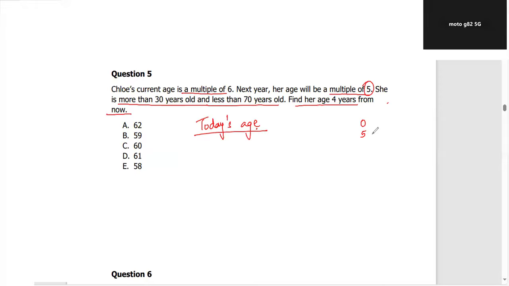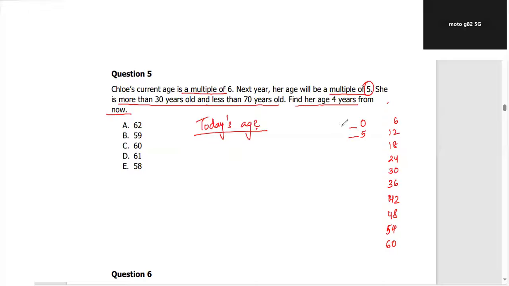Now we look at the multiples of 6, which is say 6, 12. Now we need to find numbers which are close to this. Okay, 18, 24, 30, 36, 42, 48. Then you have 54 and 60. Now, out of these numbers which are closer to 0, so you have 30, but then they're saying next year.